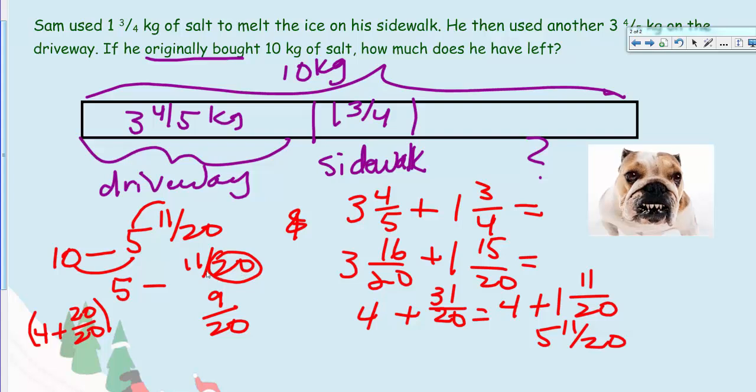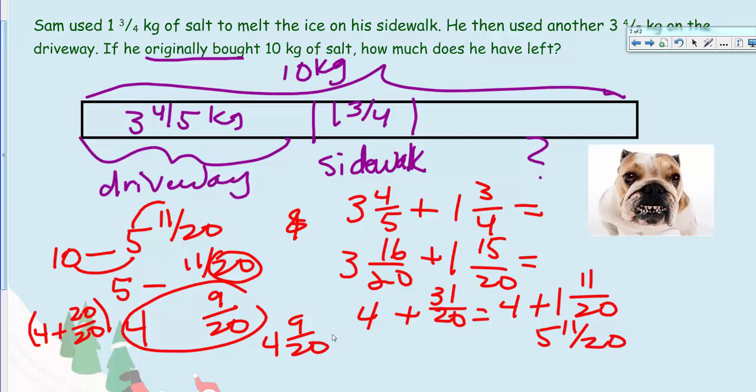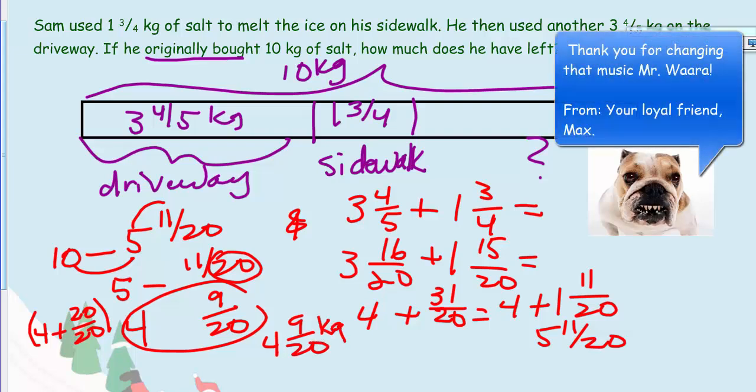Okay, in order to make a whole, we need 9/20ths. We're going to take that 11/20ths from that 20/20ths, and that would leave us 9/20ths. And from there, we could go ahead and say, well, then that's 4 and 9/20ths. And that's actually the answer right there. I kind of separated it. It's all together. And, of course, kilogram.